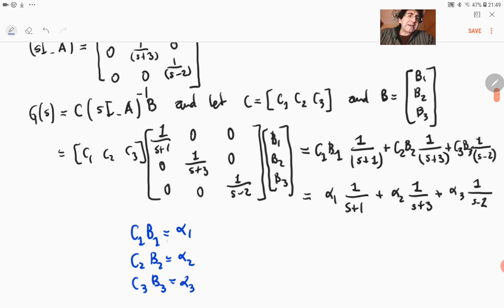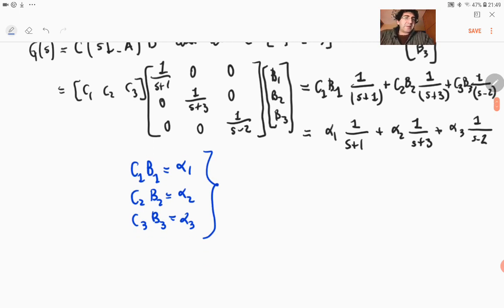Now we can see that we can obtain the values of the products of C1 B1, Ci Bi in general, but we cannot individually obtain C and B. So we can in fact generate infinitely many representations by selecting a particular B and calculating what C should be in return.